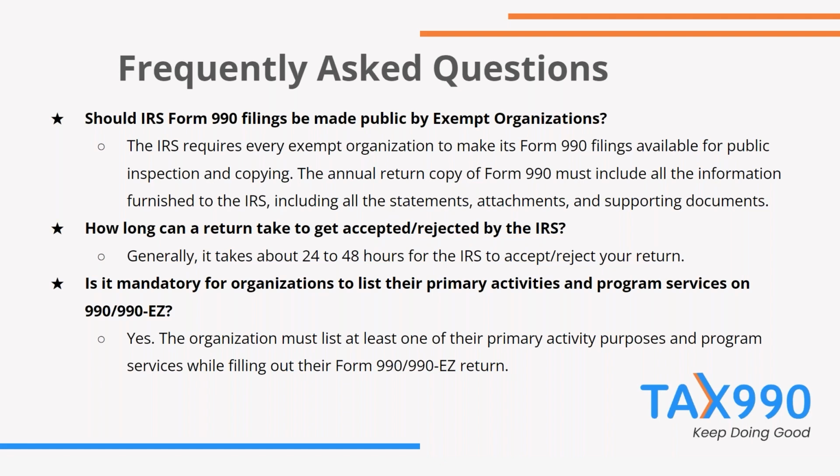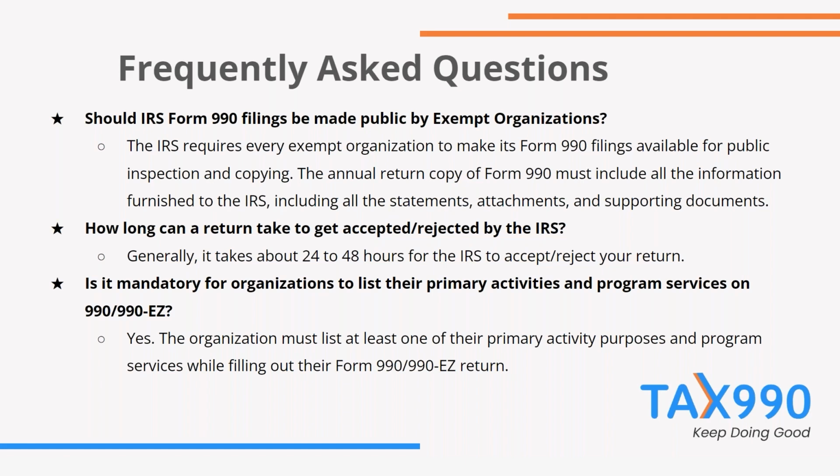Is it mandatory for organizations to list their primary activities and program services on the 990 and 990EZ? The IRS requires at least one primary activity, purpose, and program service to be provided on the 990 or EZ return. This is incredibly important a lot of times for donors. They're going to look at this information and see what your primary activity is, what your program services are. It helps donors determine whether or not they want to contribute. It is required to be completed.